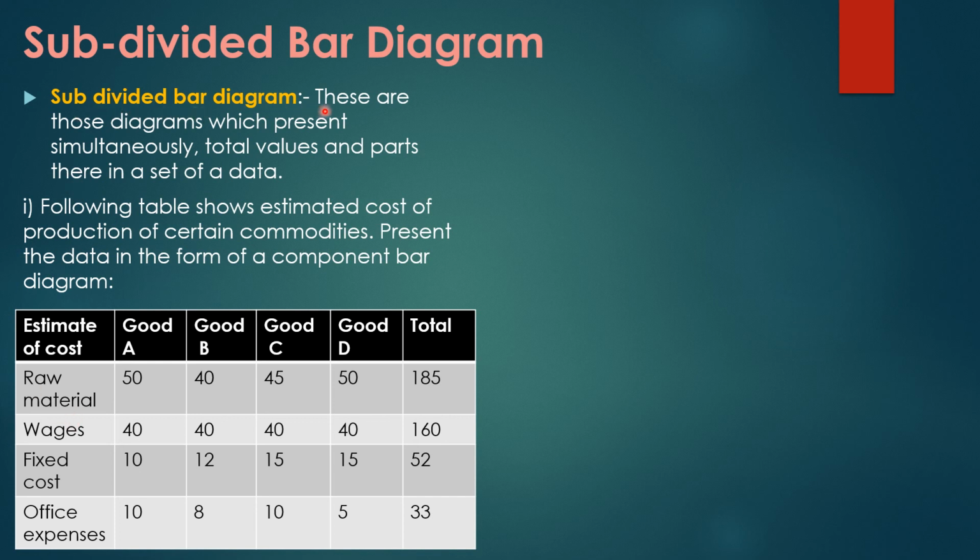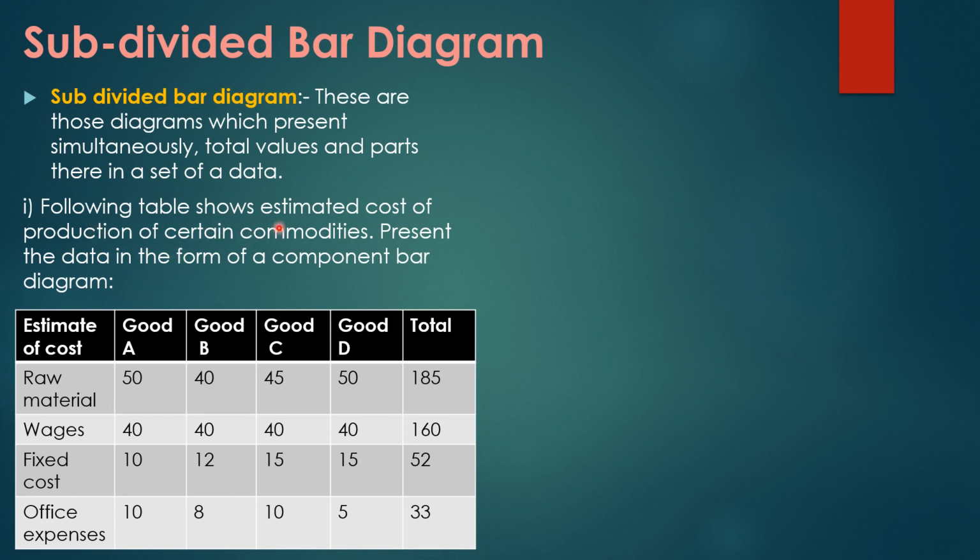Subdivided bar diagrams are those diagrams which present simultaneously total values and parts therein of a set of data. So here one bar will represent the total value, and then there will be certain subdivisions of it. Please understand this with the help of this example in the form of the question given below.